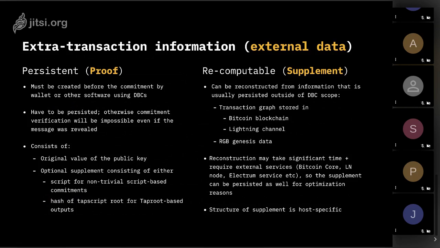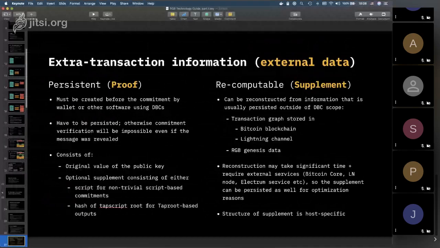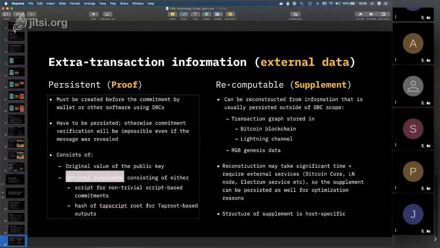It's called script information, consisting of either the original script source, or a hash of the script root, which is different from taproot, for taproot-based output. Sorry, there is plenty of poor terminology with both witness and taproot, so there is a difference between script root and taproot, but I wouldn't be explaining it here. So it's not an optional supplement, but the script info structure.